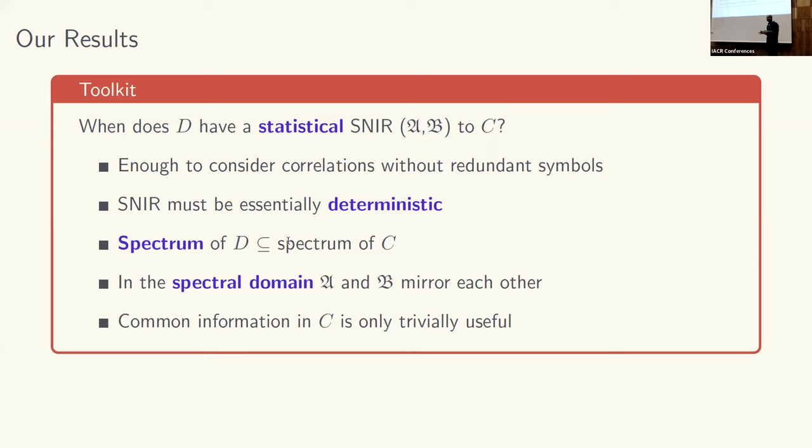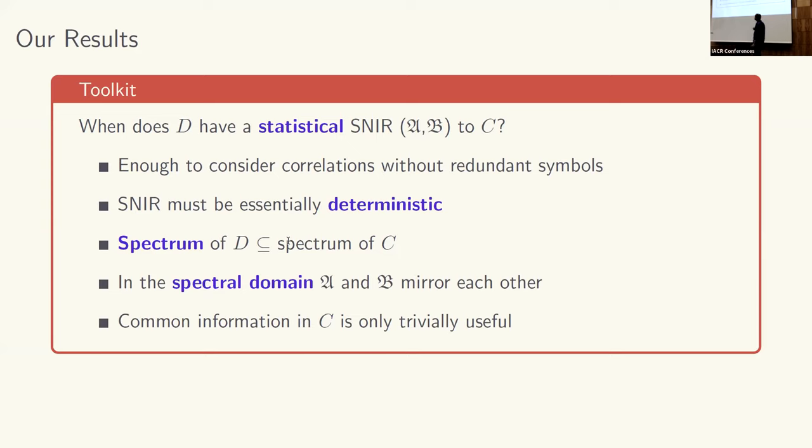Our results are presented as necessary conditions for the weakest notion of SNIR that we could formulate. The weakest notion is that we just want one copy of the target distribution D to be obtained using arbitrarily many copies of the source distribution C, but with the error in the secure reduction driven to zero with potentially more and more copies of C.